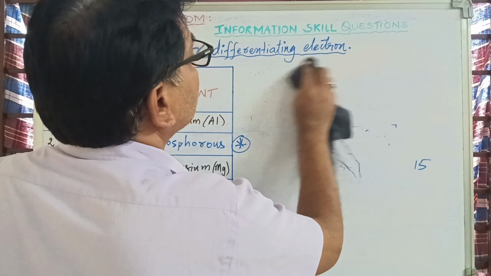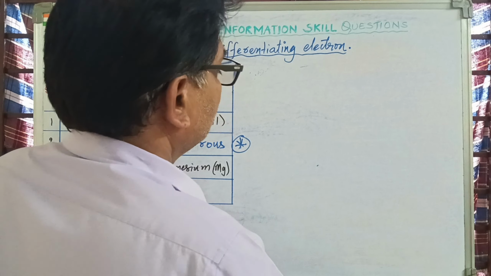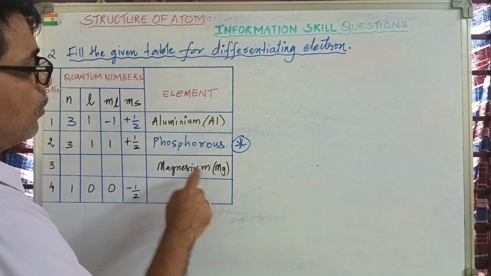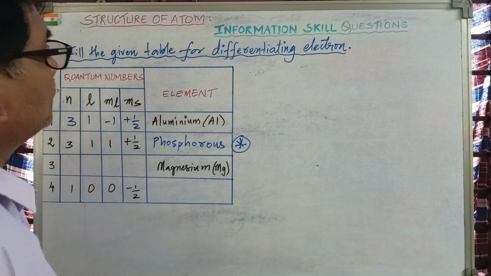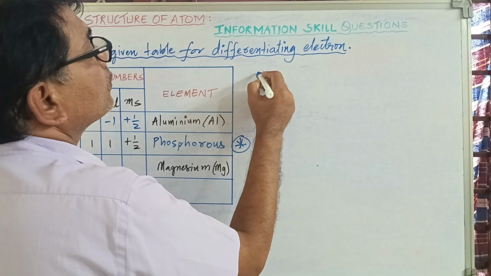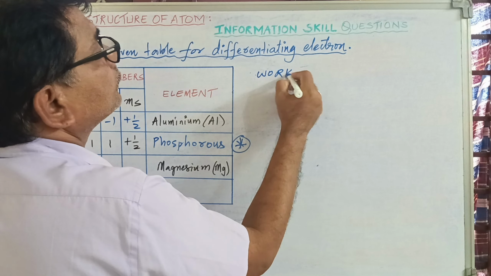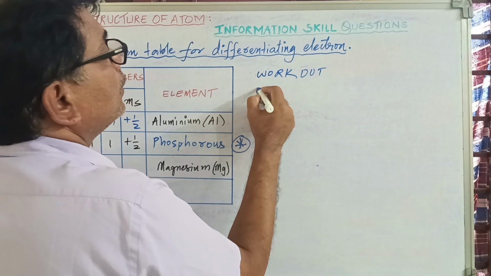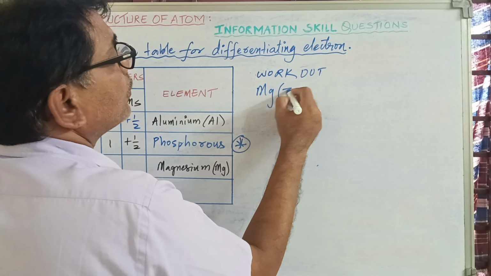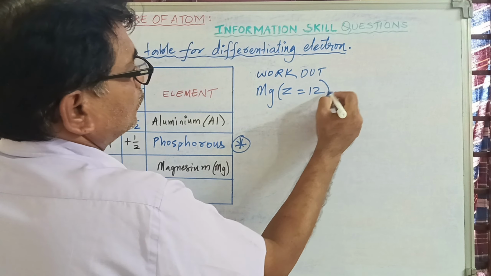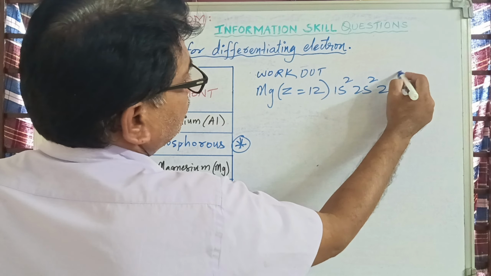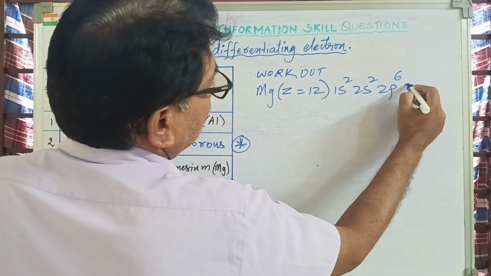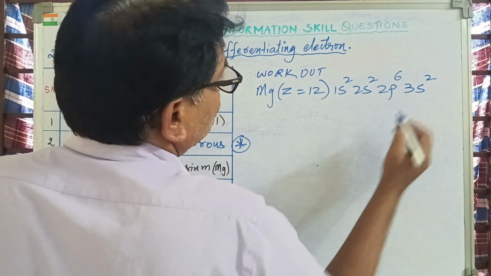Right, let us continue with the third one, because we have one more. If you didn't understand this one, you can go back to magnesium also. Now coming to magnesium, which is given. What is the atomic number of magnesium? 12. So the electronic configuration is 1s2, 2s2, 2p6. With this I finish 10, and 3s2 makes 12.